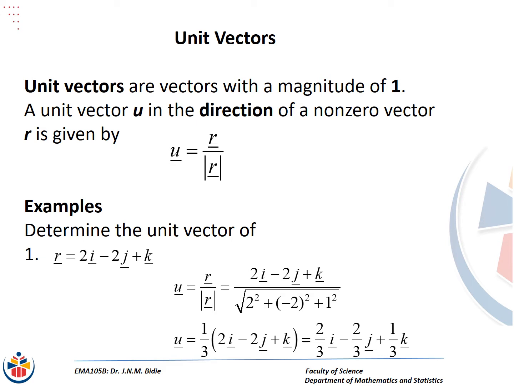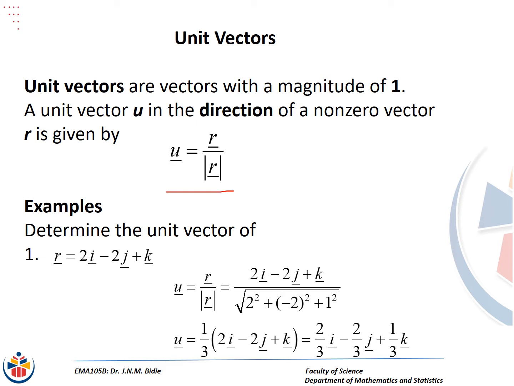The unit vector is a vector that has got magnitude 1. And if you want a unit vector in a particular direction, for instance, if you want a unit vector in the direction of another vector, then the formula is given as that particular vector divided by its length.